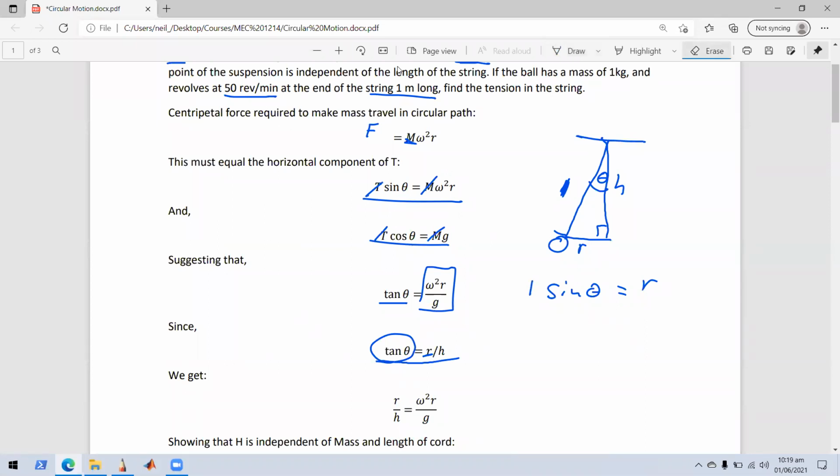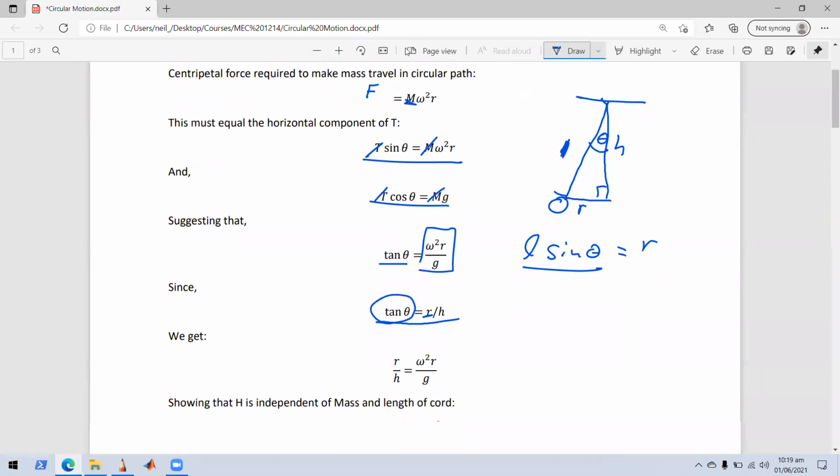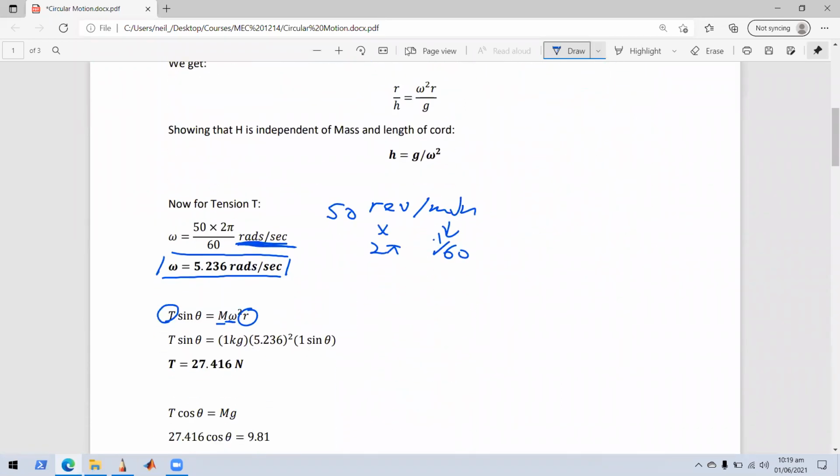So we can write it like that, generalizing the formula, so that when we do other questions, we know r is equal to L sine theta for these particular systems. You can remember this as a quick way. Right? Good. So plugging those values in.